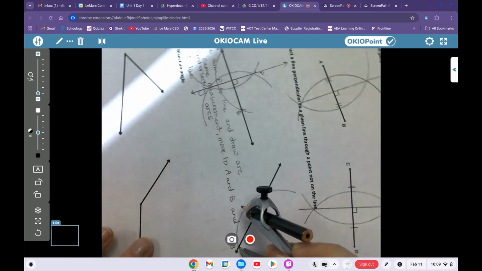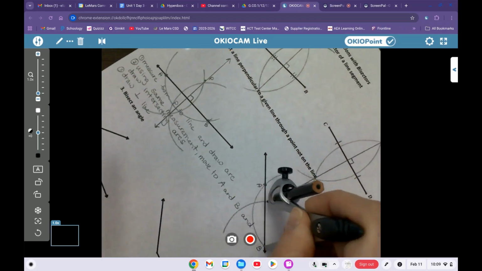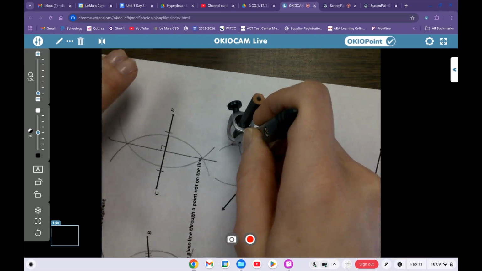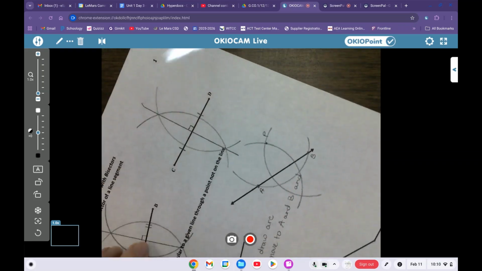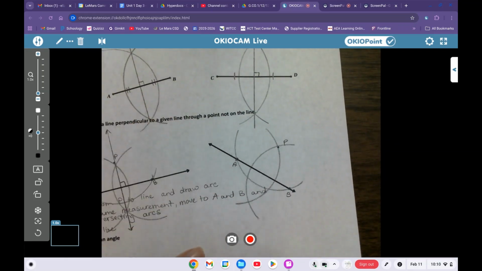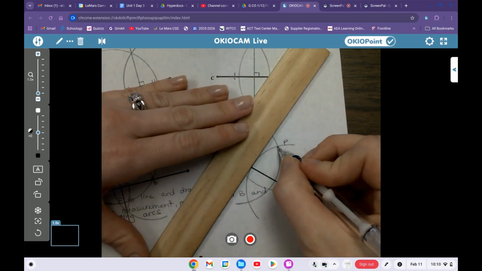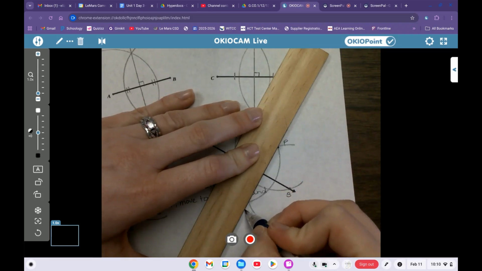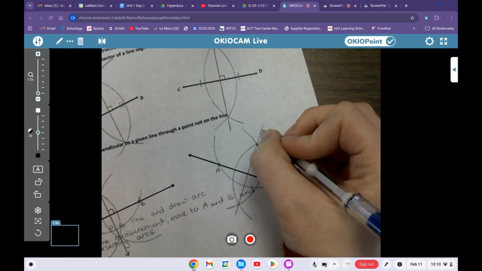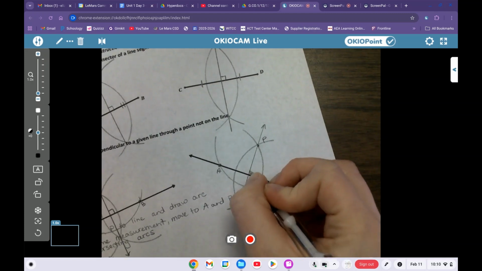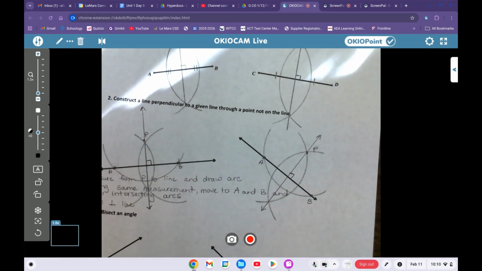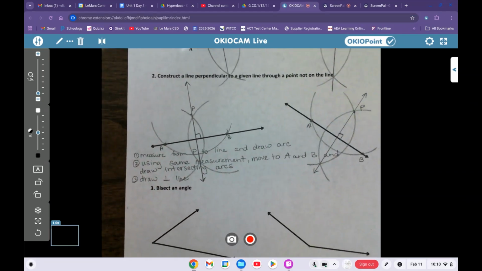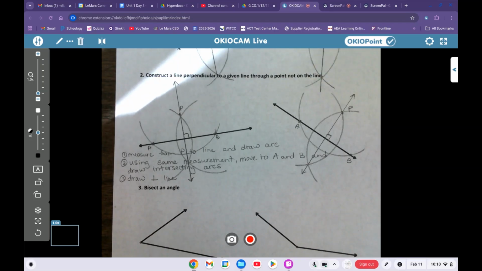Okay, so from B, I'm going to draw an arc. And from A, I'm going to draw an arc. Okay, so I've got something that looks like this, and then I'm just going to draw in that perpendicular line. And it should cross through P there. Put arrows on either side since we're doing a line, and make sure you put that 90-degree angle box in the middle. All right, do we have any questions on how to do either of those constructions?